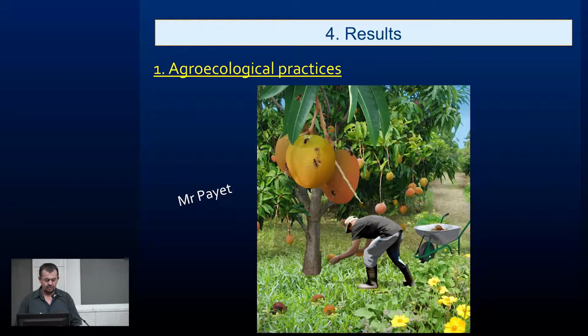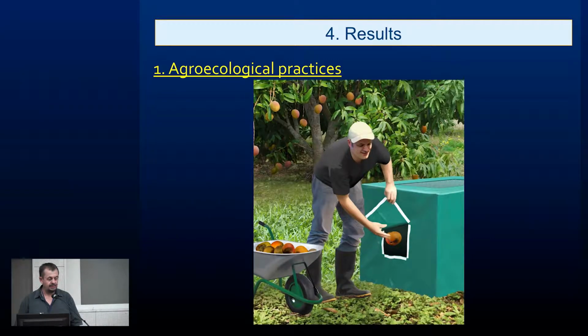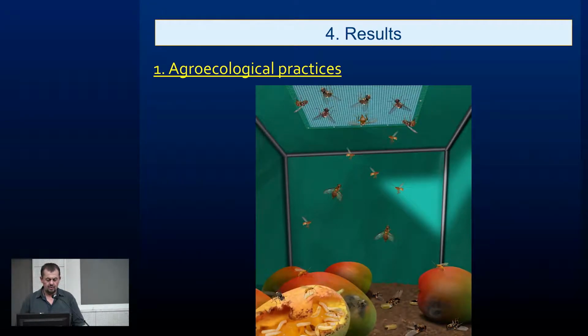Just a small slide to show the story of Mr. Payet. Mr. Payet is a common name in Réunion Island. So Mr. Payet is a producer of mango. He picked up the infested fruit fallen on the ground. Then he threw them in an augmentorium.